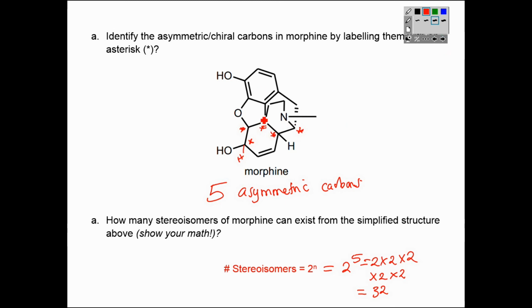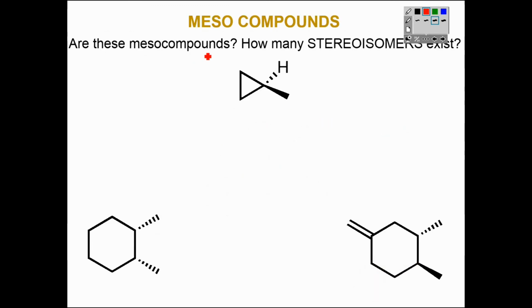And let me mention one thing. This molecule is not symmetrical, so we don't need to subtract from the number of stereoisomers possible. You'll see that in the next slide. These are meso compounds. Meso compounds have an internal plane of symmetry. For example, this molecule here has an internal plane of symmetry, so it's meso.